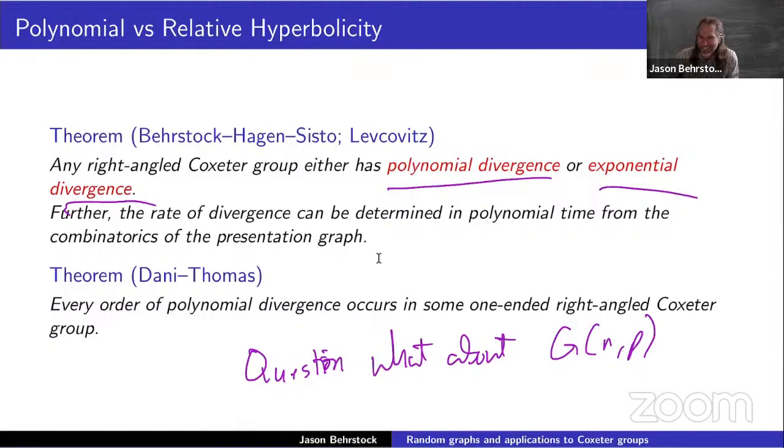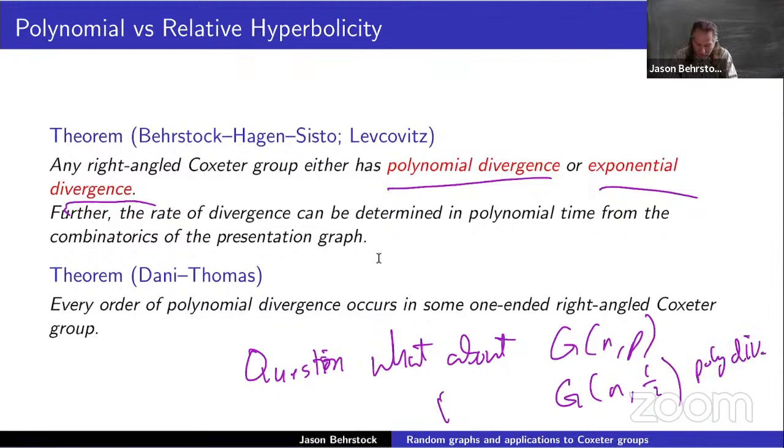But anyways, people can see, so I'll tell you what our first theorem was. Our first theorem was that G(n, 1/2)... let me just say the smart money is that it should be exponential divergence because, you know, Gromov's theorem says everything is hyperbolic. And here, well, everything's not hyperbolic. There's also some relative hyperbolicity, but that should be what happens. But we proved that G(n, 1/2) asymptotically almost surely gives you polynomial divergence.